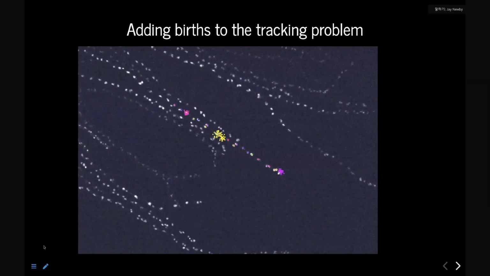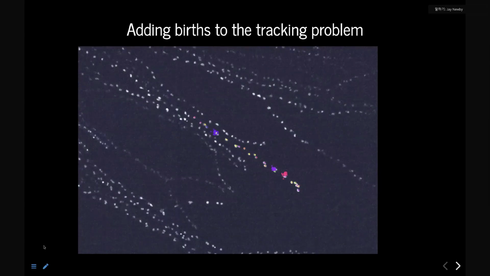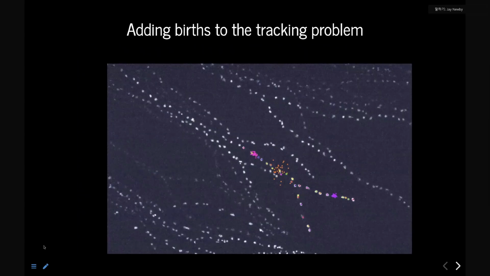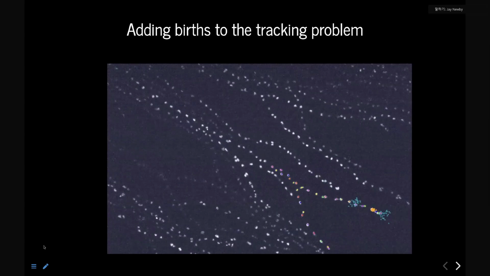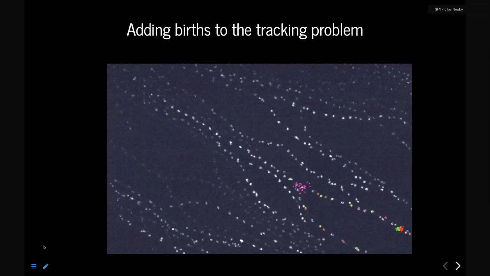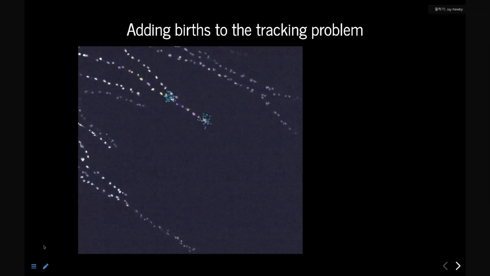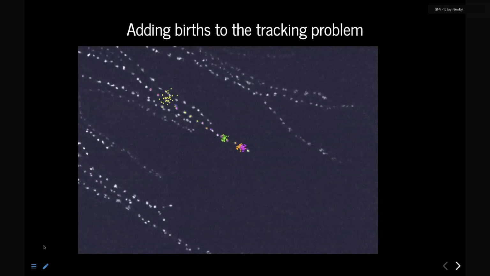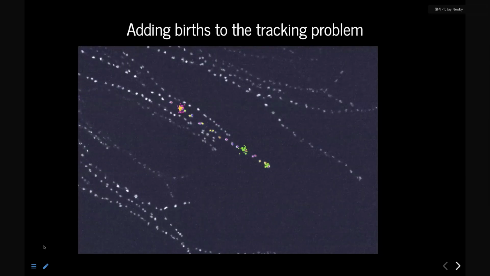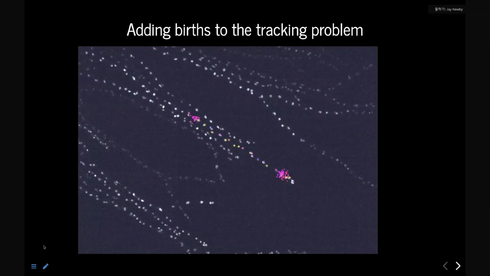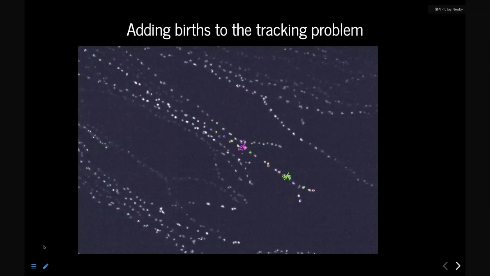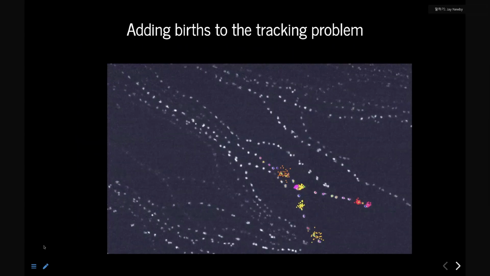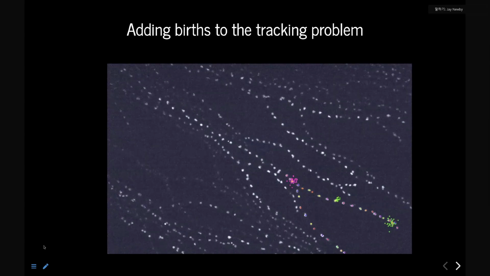Got to have a movie to end it off with. I know this is not a good movie, and I'm sorry. I'm trying to add births, so now there's not a constant number of hypothetical objects. We actually model the chemical reaction. It's a first order reaction. And every time an object is born, there's a light blue. I know it's a terrible video. I'm sorry, I'm working on it. But you can see when objects are born. By the end of this video, the number of objects that we track increases substantially.